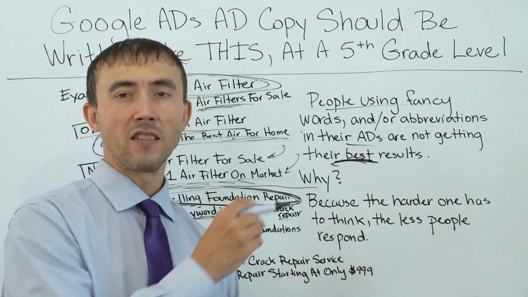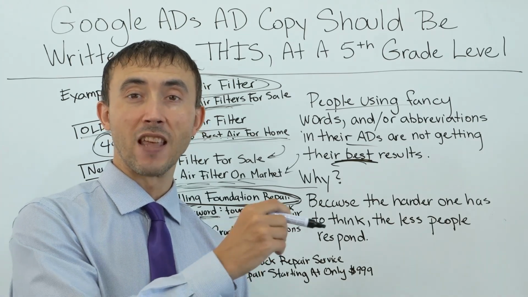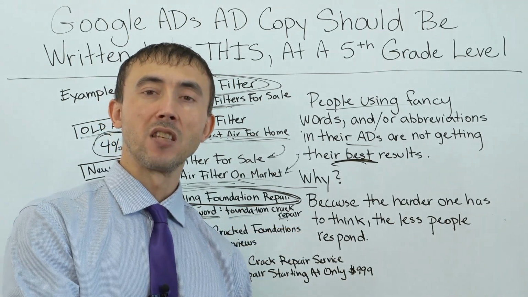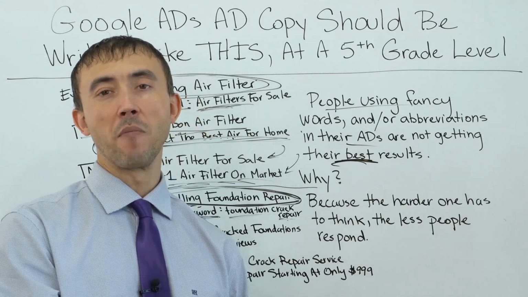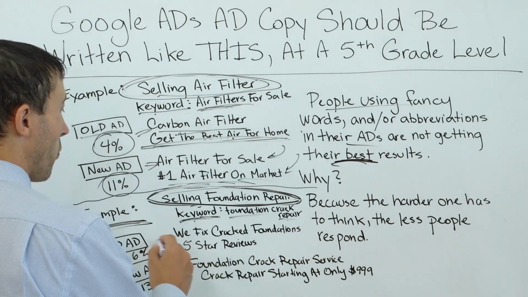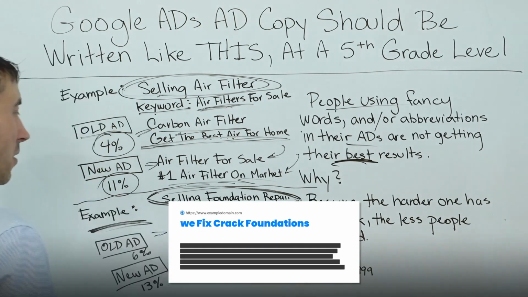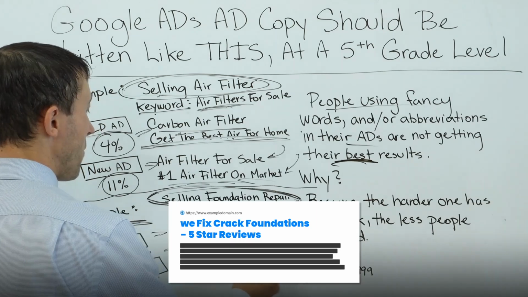So like the last case study I gave you, I'm going to go over what the client had originally as far as their ad, what they thought was a good ad, and then what I knew would be a better ad that simplified what they were trying to say, clarified it, and therefore we got much higher click-through rates as a result. So what their ad was before on their first headline was, "We fix cracks foundations." And then the second headline they had was 5-star reviews.